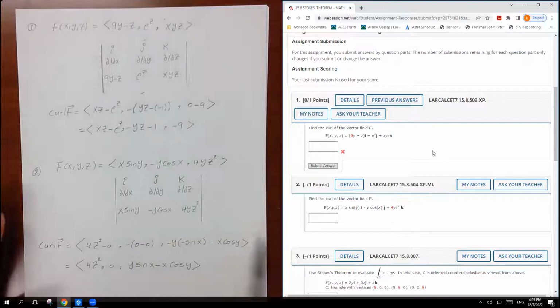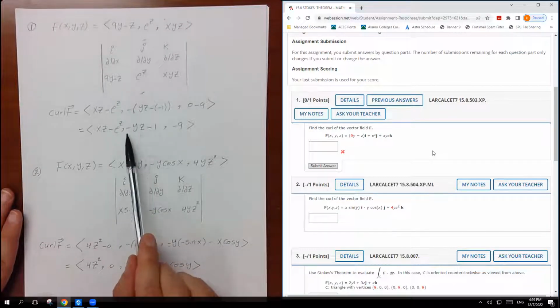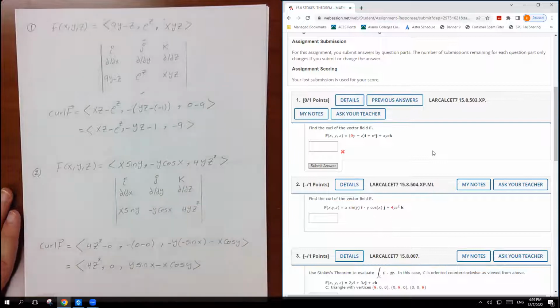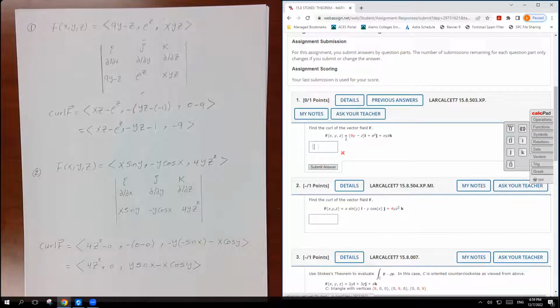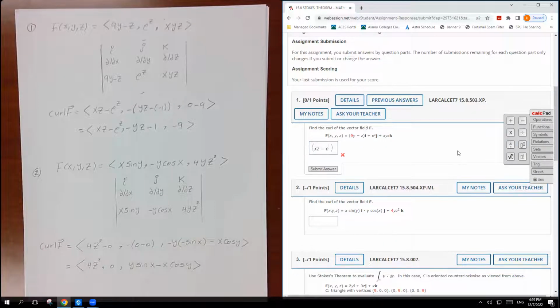So the curl is going to be XZ minus E to the Z, minus YZ minus 1, and -9. So we're going to plug in here XZ minus E to the Z, and the second one is going to be -YZ minus 1, and the third is going to be -9. That's it for the first one.